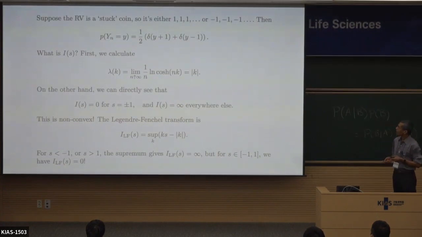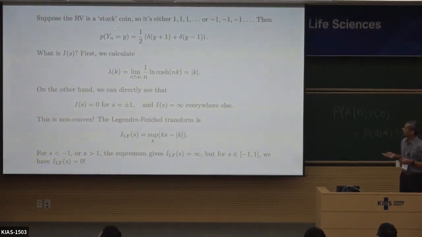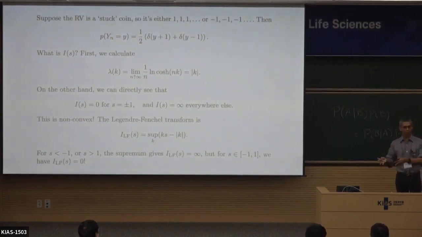Now, let's do a more fun one. So suppose the random variable is like a stuck coin, right? It either becomes 1, 1, 1, 1, 1, or minus 1, minus 1, minus 1, minus 1, okay? So if I'm calculating the mean value of this set of random variables, it's either going to be 1 or minus 1 with probability half each, right? So the probability density of yn, the mean value of the random variable I observed, is a half at y equals plus 1, half at y equals minus 1, right?